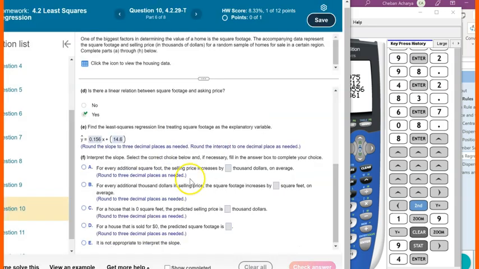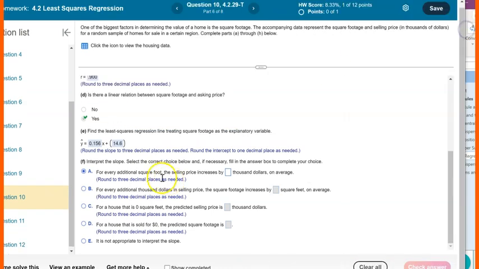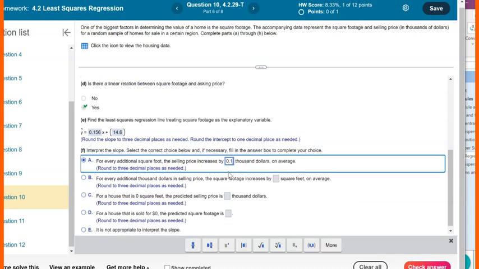You did a good job. Interpret the y-intercept, that's the next question, and the slope, I guess. Okay, let's interpret the slope first. Since the slope is 0.156, that means for every additional square foot, the selling price increases by $0.156 thousand, or $156.